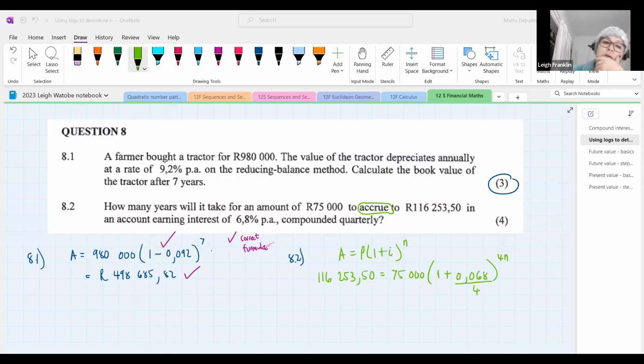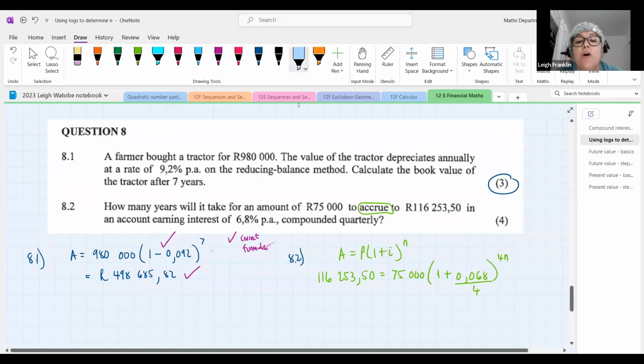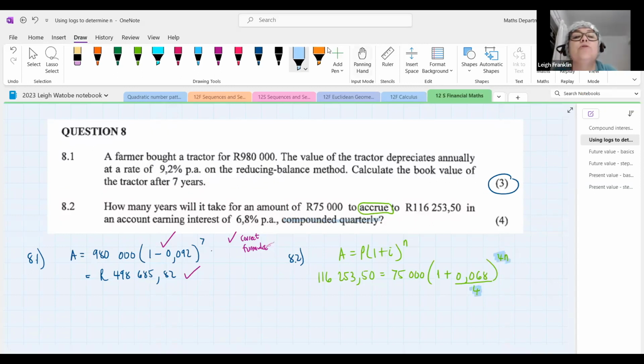Read carefully. With everything that you are doing, read carefully from start to end. And I know I'm guilty of it as well. I do the same thing. I don't always read to the very end, but we've got to read carefully, all right? Because otherwise we would have missed that it was compounded quarterly, and then we wouldn't have divided by 4 or multiplied by 4, and we would have got a strange answer.